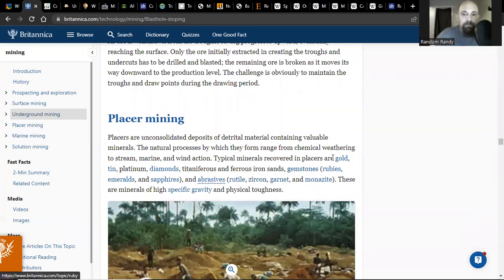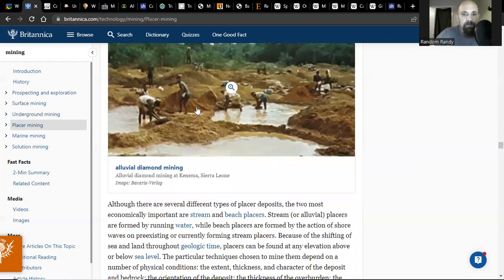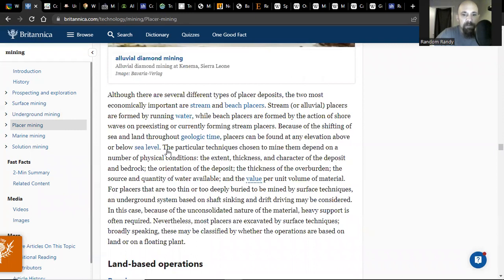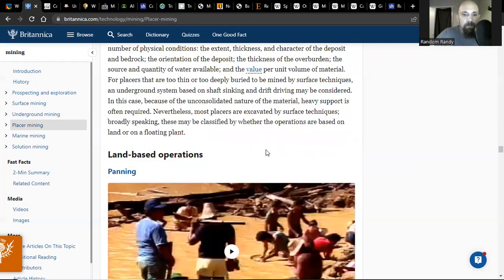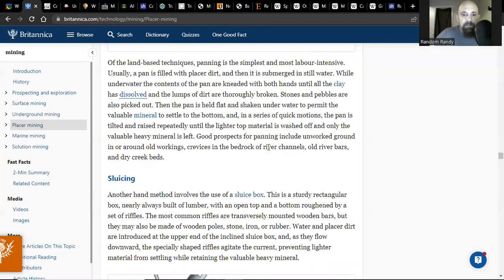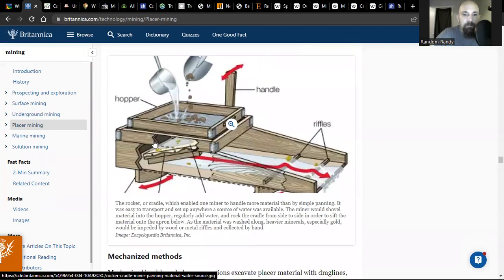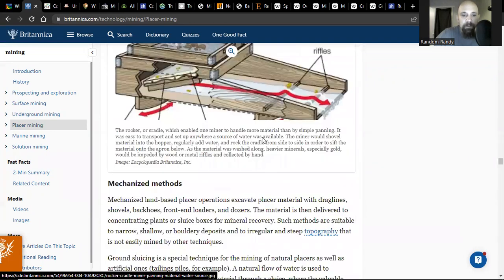Placer mining is for different materials: gold, tin, platinum, diamonds, titaniferous and ferrous iron sands, gemstones, rubies, emeralds, sapphires. Very interesting word, titaniferous. That's a good note right there. Okay, so placer mining, typical panning, right? Diamond mining in Africa, streams, beach placers. So this is a lot of what was going on in 1849. Panning is another type of placer mining, sluice box mining. So these are some of the ones we're familiar with, especially if you're from the West Coast. You see a lot of this action going on in California.